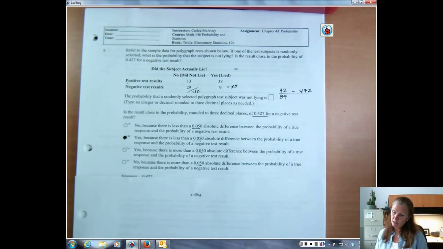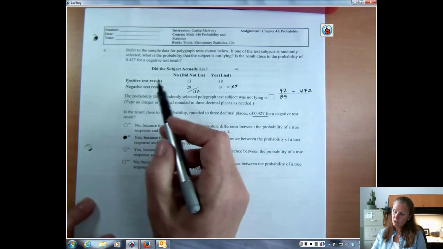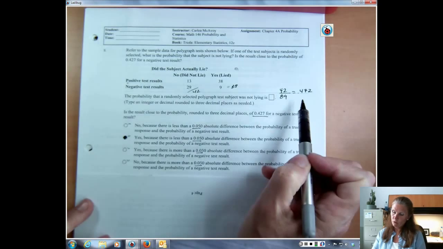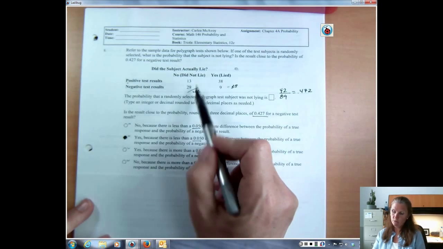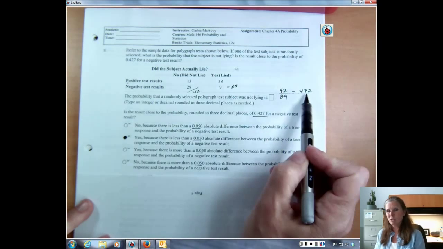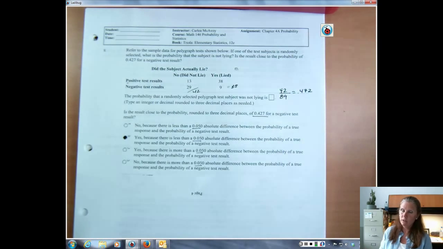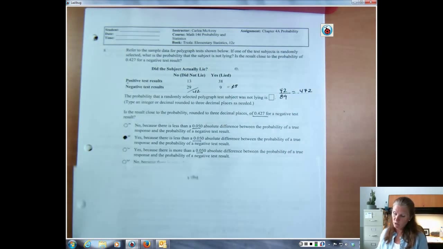What they're saying is the test said that there were 42% people that weren't lying, but the actuality, the people who didn't lie, was 47%. So those should be close. If your test is good, if it was perfect, those two numbers would be exactly the same, right? So they had some discrepancy.